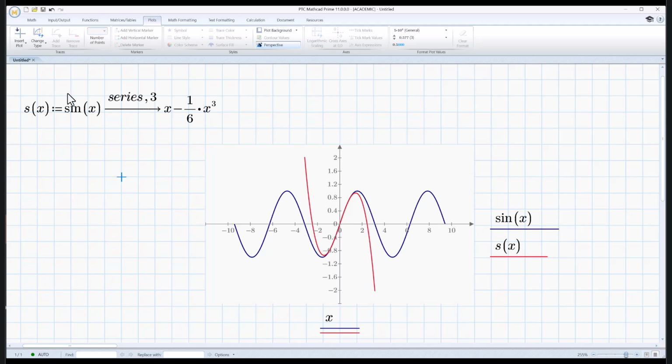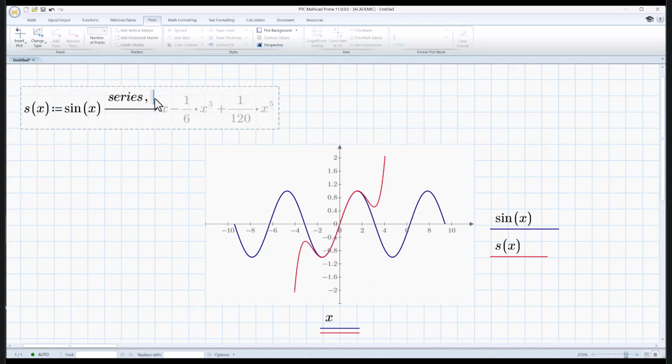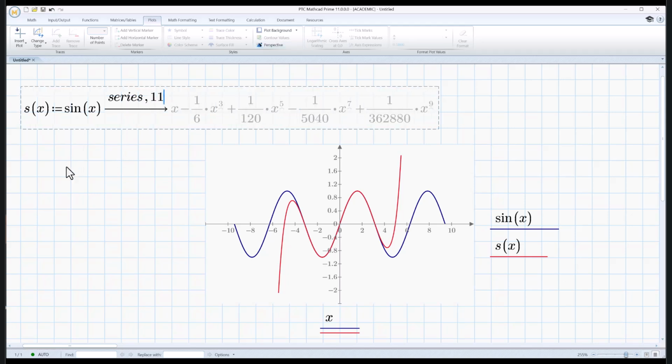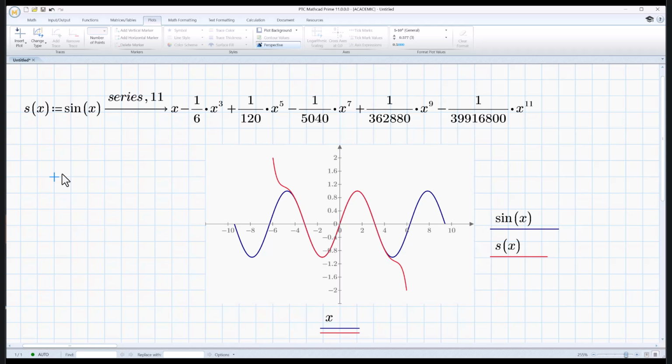Well, what happens if I add more terms? Let's go up to 5. Oh, look at that. Even better. 7. Even better. It's just, I love this. It's like a really bad video game. So you can see as I keep adding terms, the series approximation to sine just keeps getting closer and closer to sine. So there, I'm well past a full period now. There's no real reason to go beyond this.